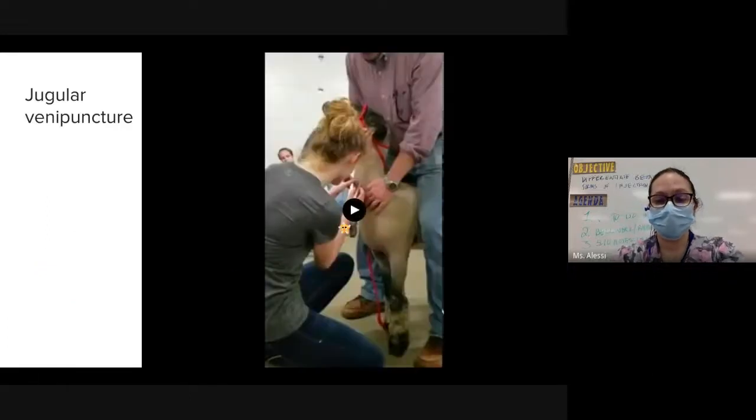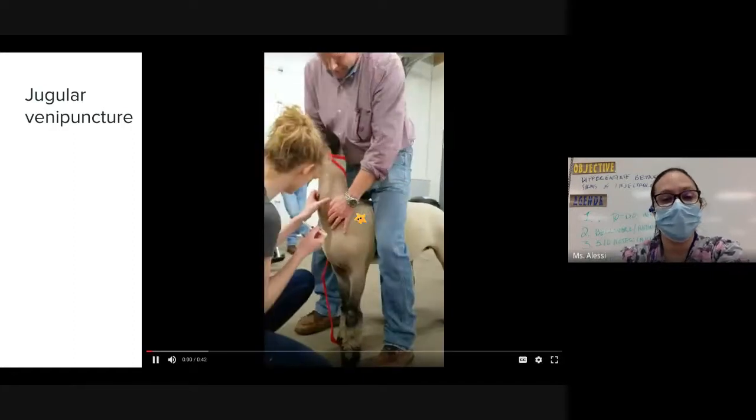So here we have jugular venipuncture. This is a long, long time ago. Some of us went to JJC's Wet and Dwarf Farm, so they had some sheep that we were able to practice drawing blood on.